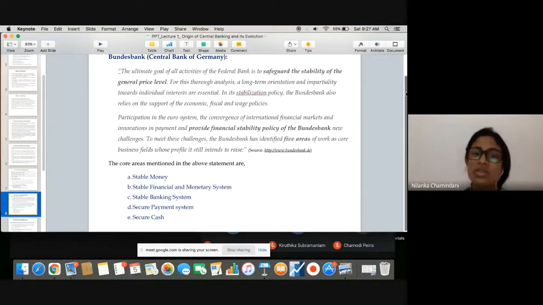Now, I'm not going to discuss everything one by one at the moment, because in the next lecture, the second lecture, we are going to discuss each and every aspect of these elements or areas in detail, because these are all the elements that we are focusing on in the Central Bank of Sri Lanka also. We may have two chances to discuss these core areas when we discuss the responsibilities and functions of the central bank.